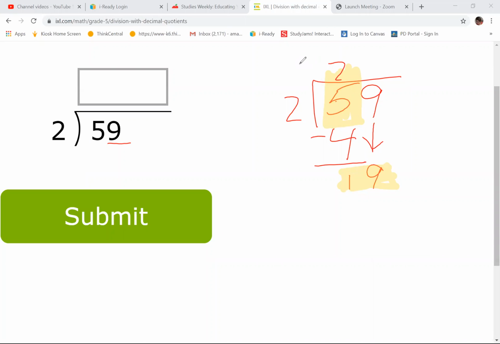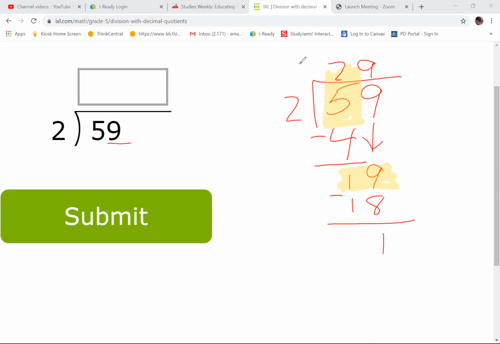Well, 2, 4, 6, 8, 10, 12, 14, 16, 18, 20. 20 went too high. I got to go back down to 18. And that was 9. 9 times 2 is 18. And see, I told you there is a remainder. So back in 4th grade, remainder 1 is not going to cut it anymore.